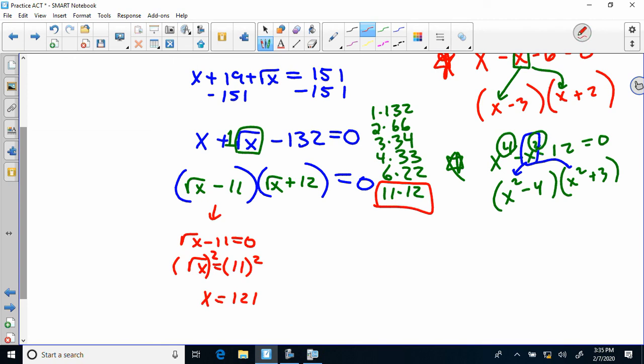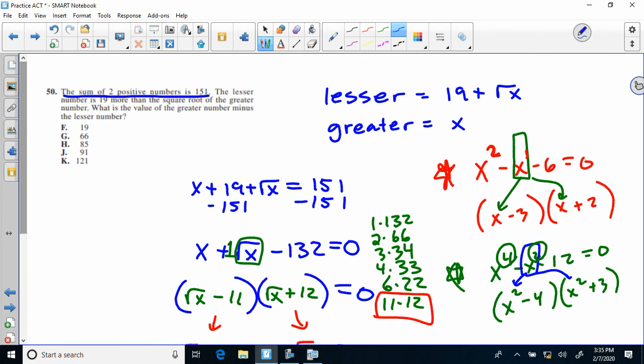And then if I did this one over here, I do square root of x plus 12 is 0. I subtract 12, and I'm going to get square root of x is negative 12. And a square root can never equal a negative number. And so this one doesn't work. So I know my x is 121. They did not ask me to find x, but I need to know it, or I can't do the problem.